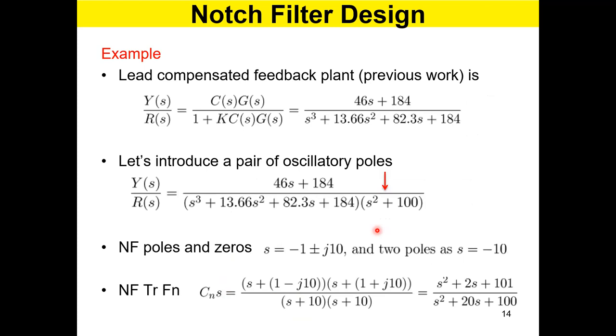Now let's go ahead with a notch filter design through an example, right? So I'm going to take the same plant we used to demonstrate the lead compensator, right? Now let me take the plant we already designed. So this CS GS over 1 plus KCS GS, right? All these things you can substitute for GS, substitute for CS. CS is the lead compensator, right? So this is the transfer function, existing transfer function, okay?